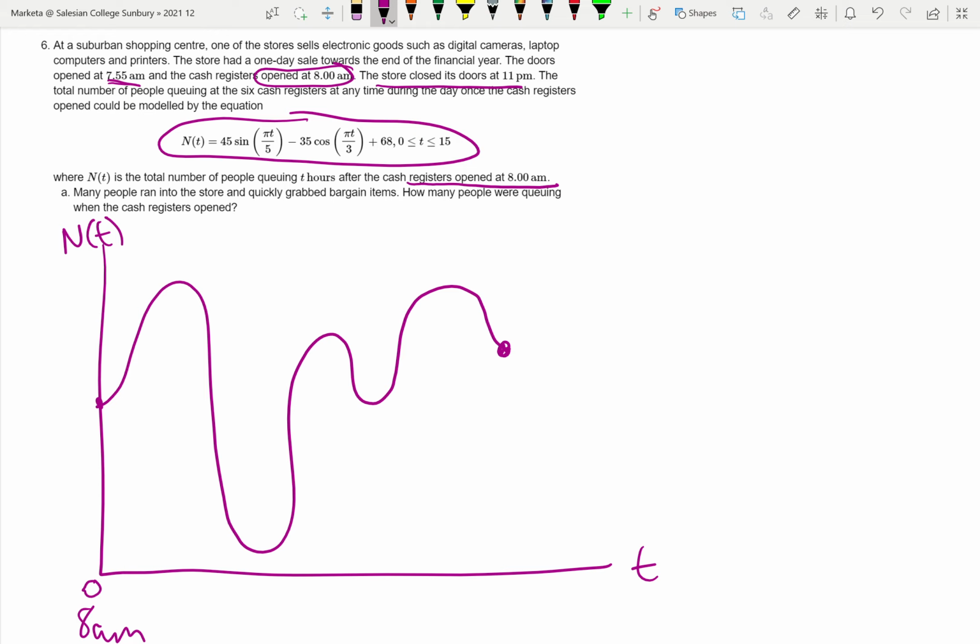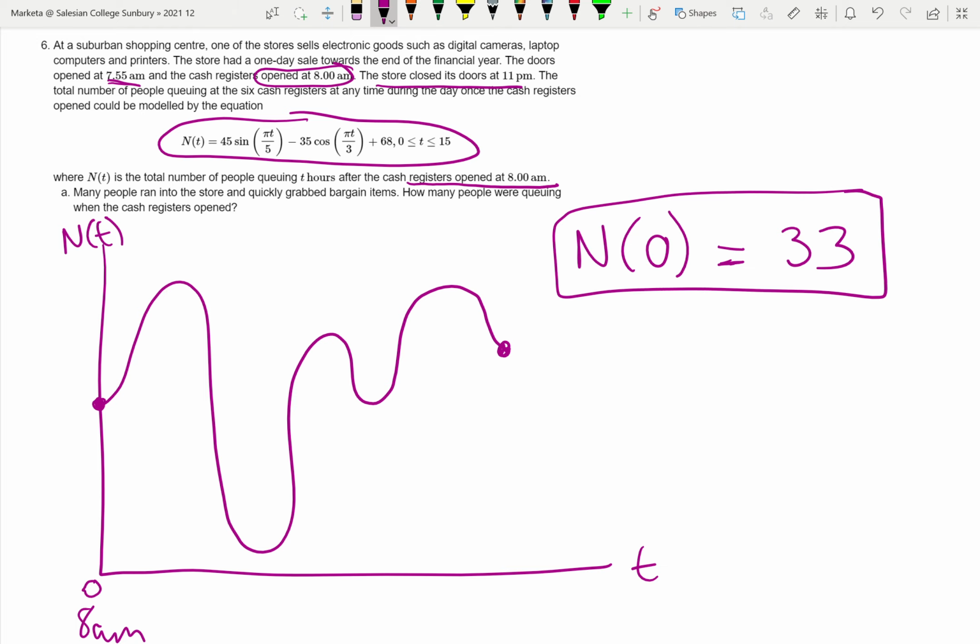So they're asking us, many people ran into the store and quickly grabbed bargains. How many people were queuing when the cash registers opened? So this graph is representing the number of people after they open. In other words, we're finding the y-intercept, so that will be at t equals 0. And if we sub a 0 in there, we're going to get 33. You can do that in graphs and tables, or in main, either way. So 0, 33, I'll pop that on there.